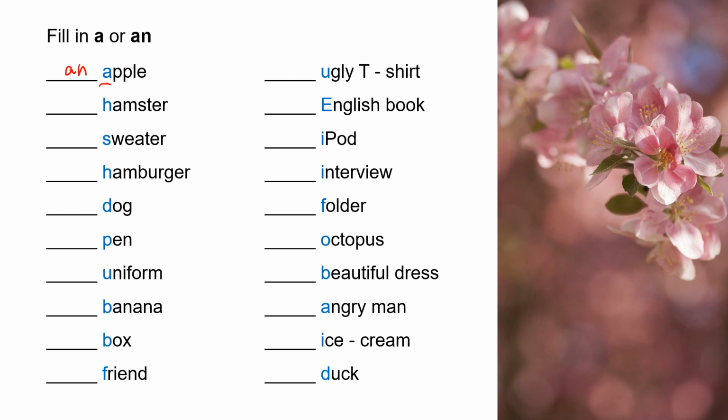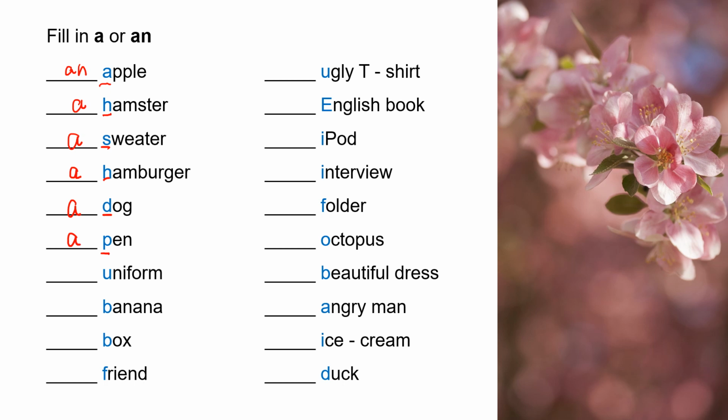Next one, hamster. H, a consonant, you put a: a hamster. Next one, sweater. S is a consonant, you put a: a sweater. And next one, hamburger. H is a consonant, put a: a hamburger. And next one, dog, consonant, a dog. Next one, pen, a pen.